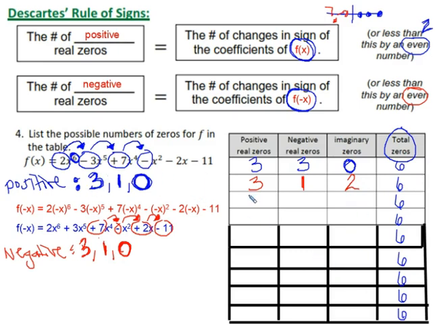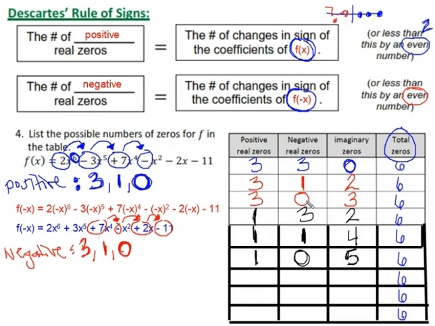We could have 3 positive real zeros, but we could have 0. In that case, if we need a total of 6 and we already know we have 3 positive ones, that means we must have 3 imaginary. So if we continue the process, maybe we only have 1 positive and then 3 negative. That means we would need 2 imaginary. Maybe we only have 1 positive and 1 negative, which means we would need 4 imaginary. And maybe we only have 1 positive and no negatives, which means we would need 5 imaginary.